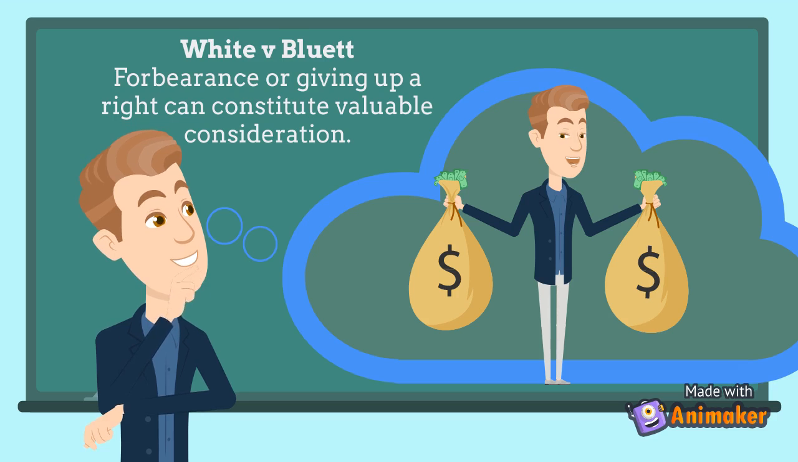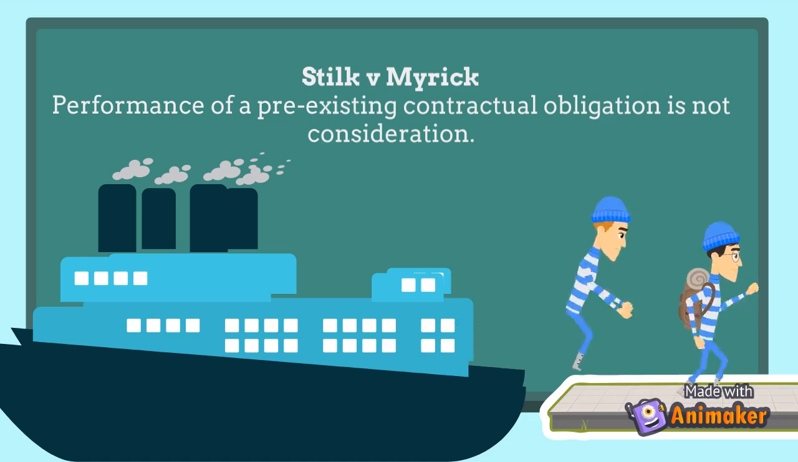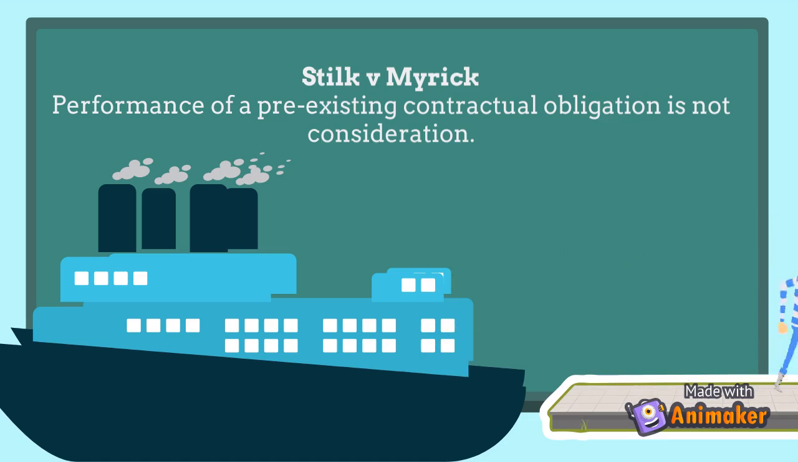However, in White v. Blewett, where a father promised to give his son more money in exchange for him refraining from complaining about his inheritance, we learn that one cannot, in consideration of a promise, give up a legal right that he does not possess. In this case, the son does not have a legal right to an inheritance, and thus refraining from complaining about his inheritance, while it may be annoying, is of no value in the eyes of the law. Additionally, Stilt v. Myrick exemplifies the pre-existing duty rule, whereby a promise to do something that one is already bound to do is not valid consideration.